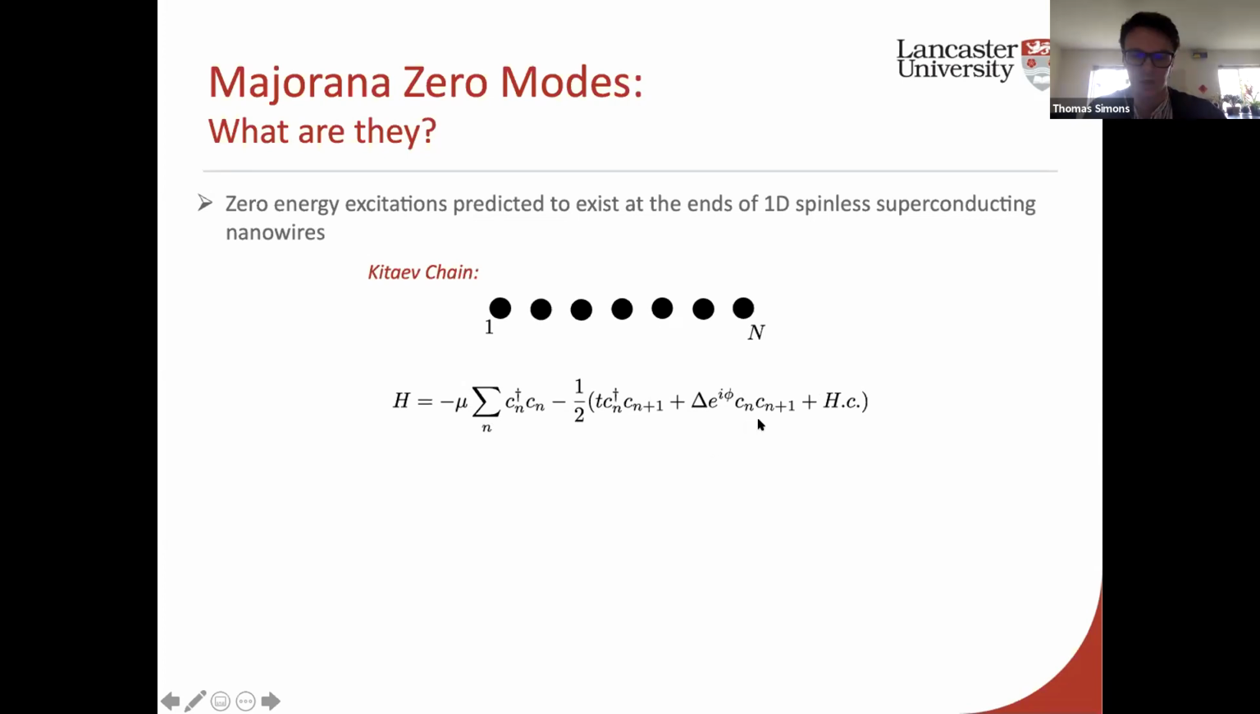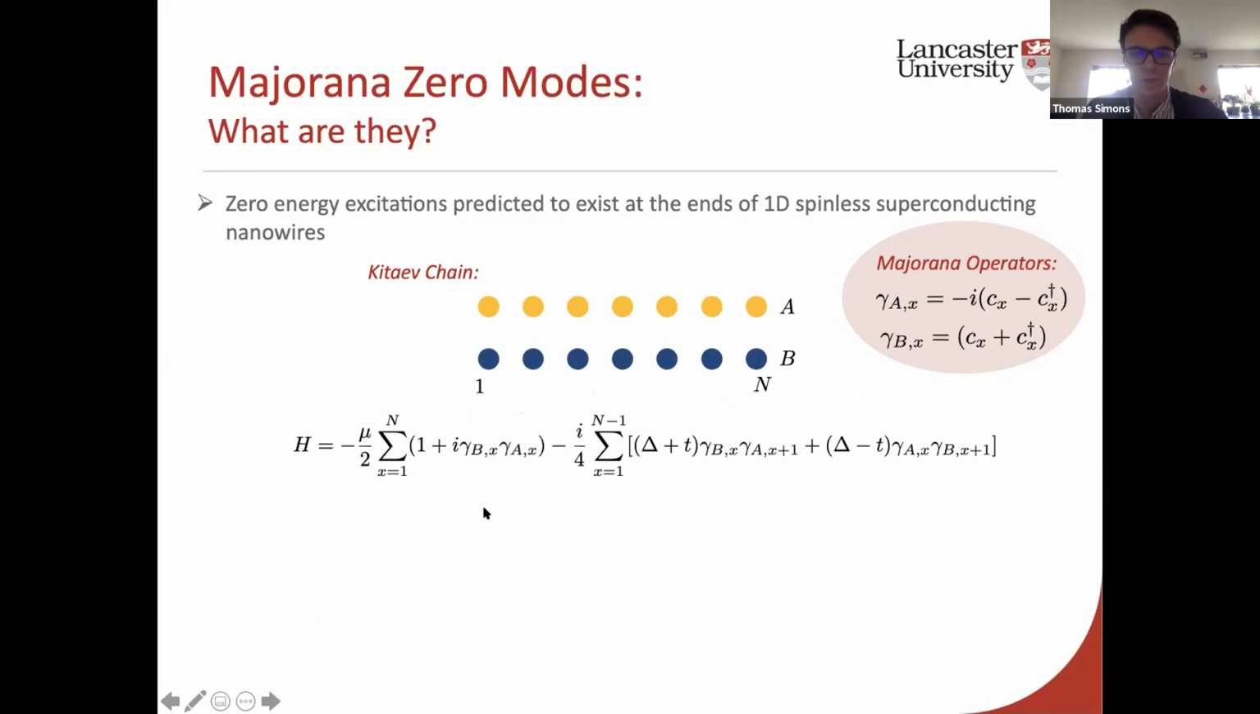We can see how zero modes arise in the system by defining two Majorana operators, two for each fermionic site. These are just the real and imaginary parts of our fermionic operators, and they have the property that they are their own antiparticles. If we rewrite the Hamiltonian using these Majorana operators, our Hamiltonian now takes this form here. In this form, we can easily study two limiting cases of this system.